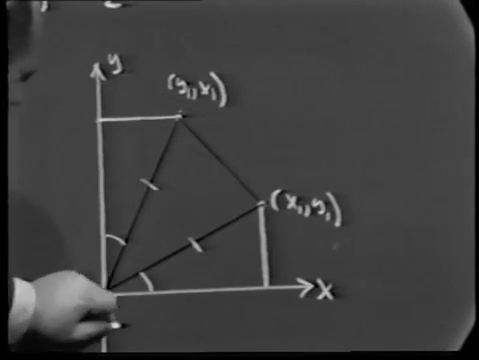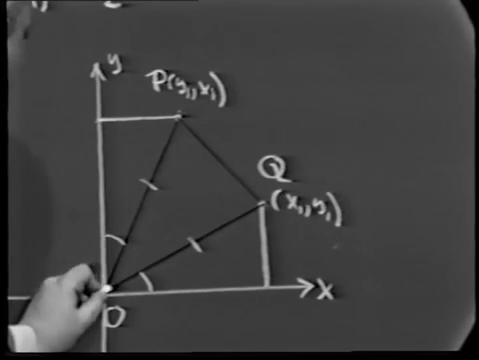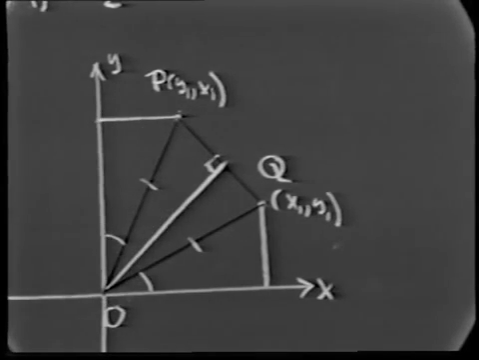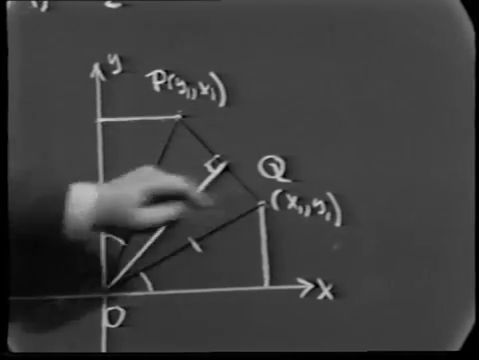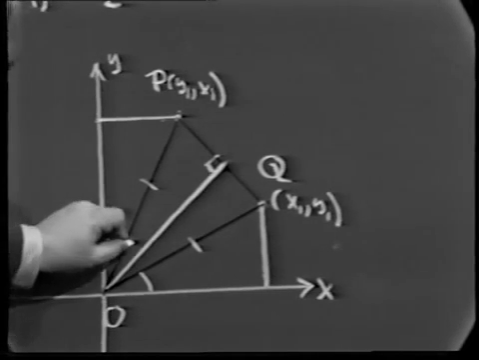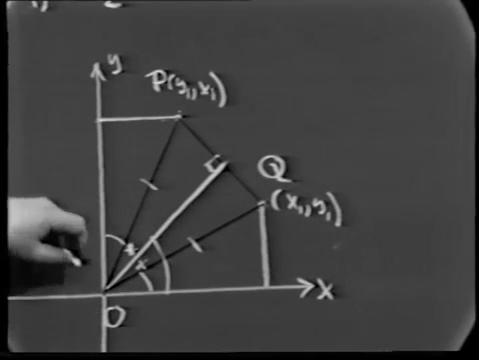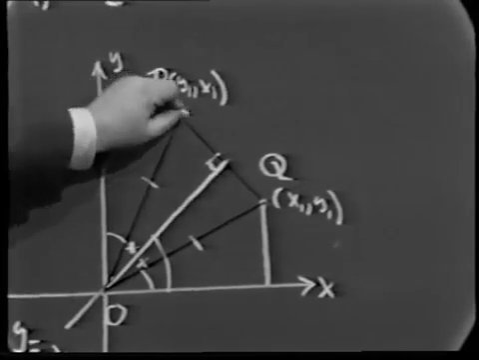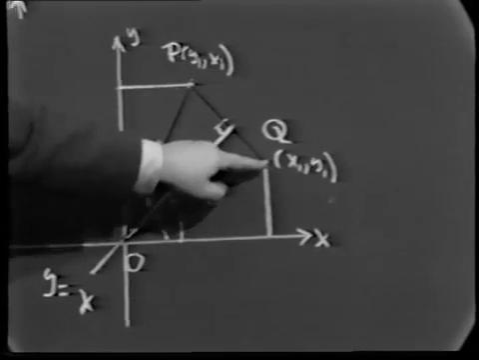You see, this makes triangle OPQ isosceles. I draw the angle bisector of angle O. The angle bisector of an isosceles triangle is the perpendicular bisector of the base. An angle bisector of the vertex angle is the perpendicular bisector of the base. Well, you see, that makes this angle equal to this angle. That makes this a 45-degree angle. In other words, the line that I've drawn is indeed y equals x. And notice that P and Q are symmetrically located with respect to the line y equals x.